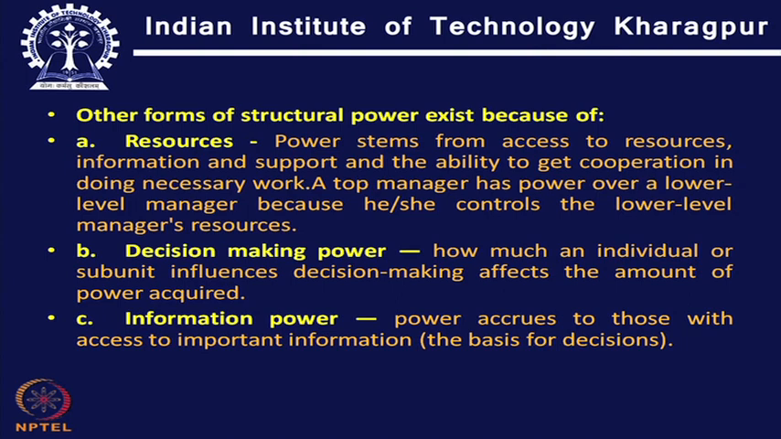Third is information power, where power is generated from the information possessed by certain individuals and groups and the access to that information. So, this is very important. Access to information and also the position of information are the important factors for information power, because it influences the basis of decision making.